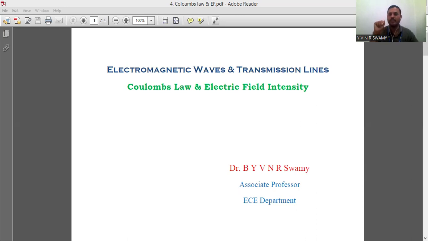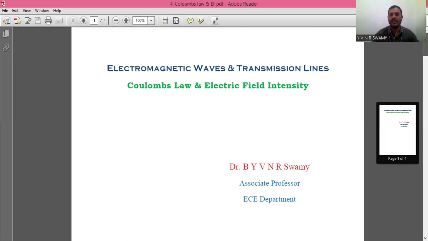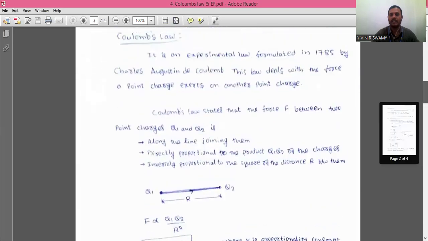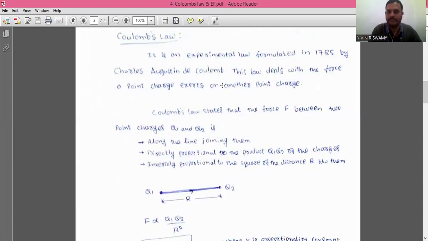So now coming to our topic, Coulomb's law and electric field intensity. Coulomb's law is an experimental law. This law was formulated in the year 1785 by Charles Augustin de Coulomb. And this law deals with the force that a point charge exerts on another point charge.